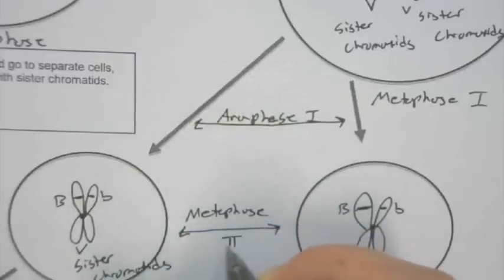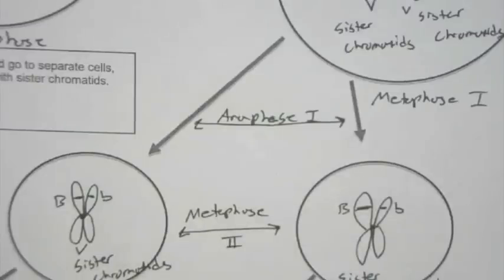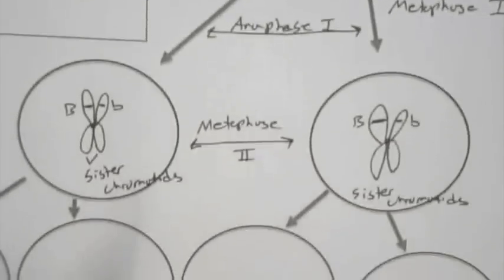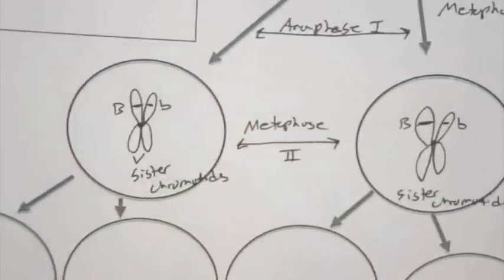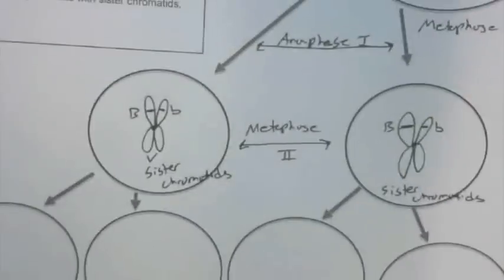In meiosis, there are 2 rounds of cell division. In mitosis, there is only 1 round of cell division. So if this is mitosis, we would be done after these 2 stages. But in meiosis, we have 2 rounds of division. So these 2 cells are going to divide further. And as a result, we're going to produce 4 cells. Zoom out here a little bit.